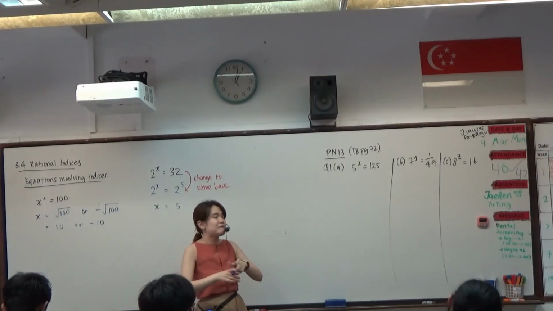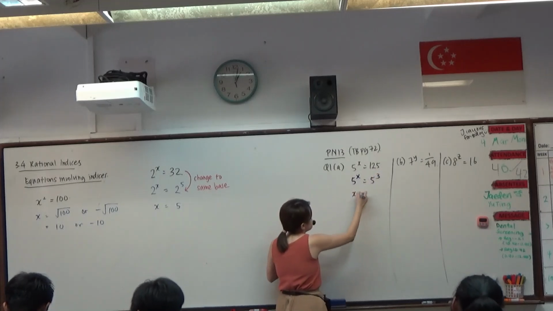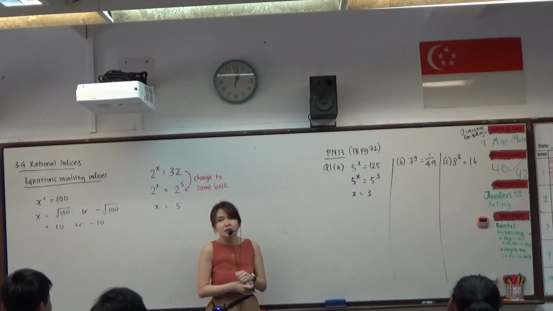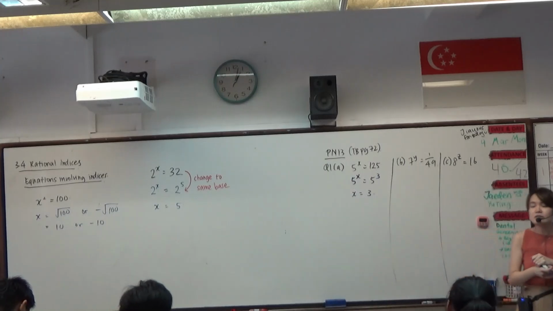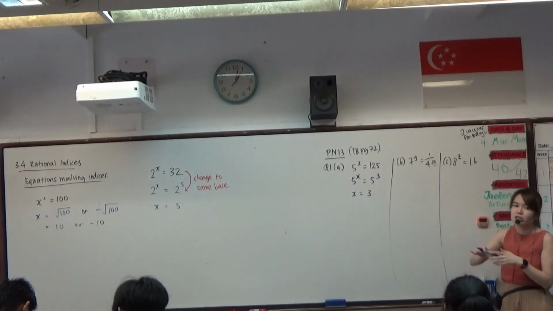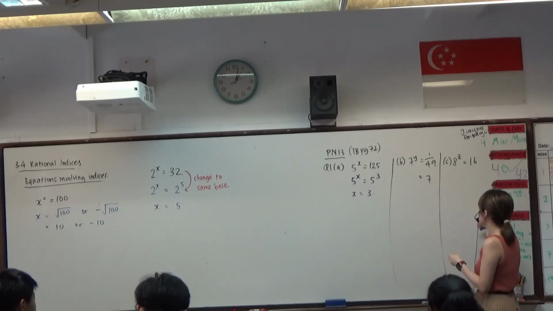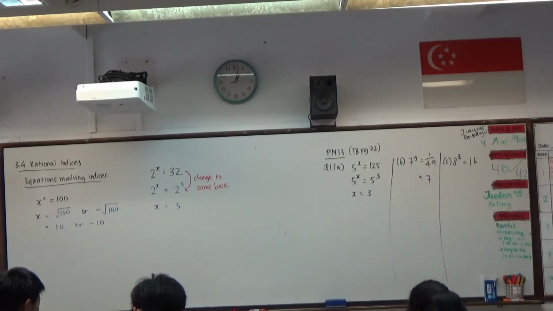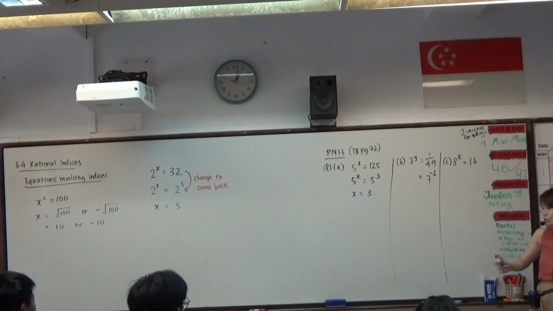One to 5 is 5 to the power of 3. Therefore, x is equals to 3. Okay? Alright? B. 7 to the power of y equals to 1 over 49. Okay? So 1 over 49 is 7 to the power of negative 2. Okay? Because 49 is 7 squared.